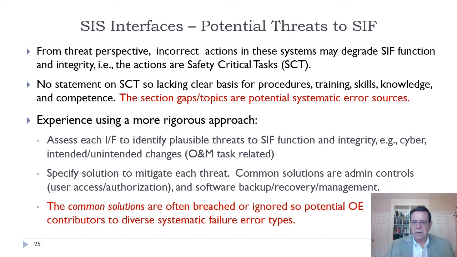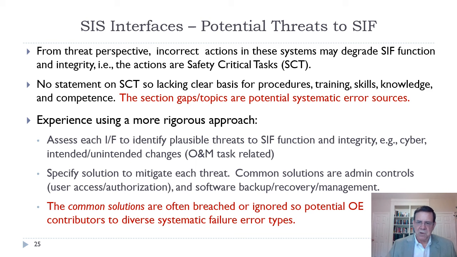So what I've done when I write safety requirements specs, and we've all evolved in how we do it, is in this section I take a little broader view as to the things to be considered, and then I do a simple risk assessment process where I go through each box and ask, what are the potential threats to the SIF function or integrity? They could be cyber, or they could be intended or unintended changes. So now I have a risk, and the question for each one of those is, what mechanisms am I including in the standard or the SRS as the mitigation for that?